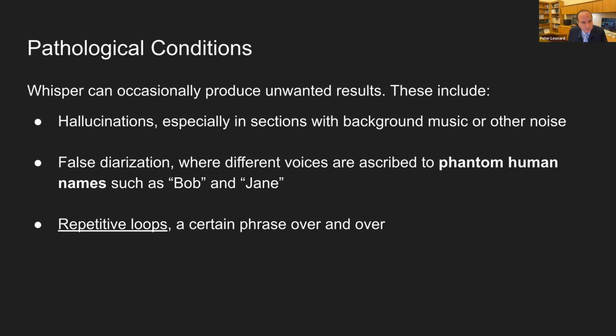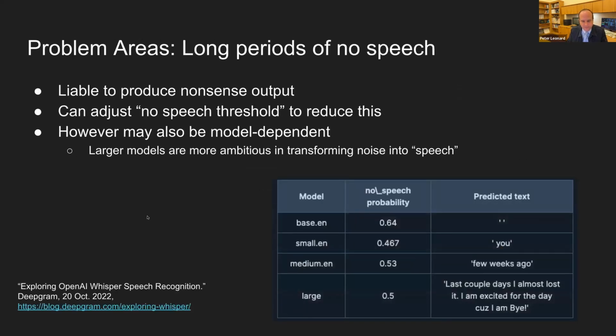It can produce the wrong signal. There's also a fascinating case I found of false diarization. We're going to talk about diarization in just a second, where it will start to impute speaker labels, which would be cool, but they're not actually the names of the people who are talking. And this is its origin in YouTube subtitles, where sometimes the name of the speaker is given. And there's definitely a problem sometimes with repetitive loops. So let's look at that for a second.